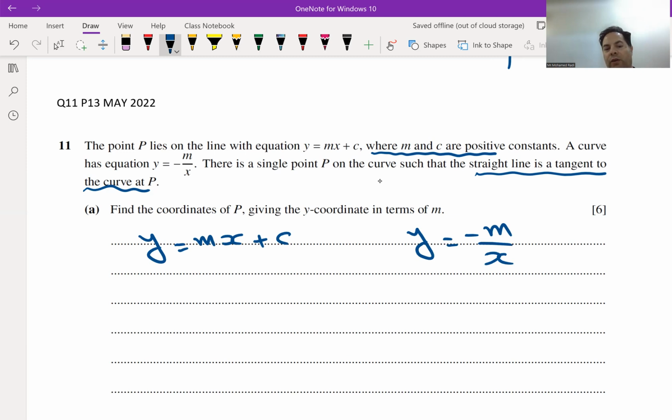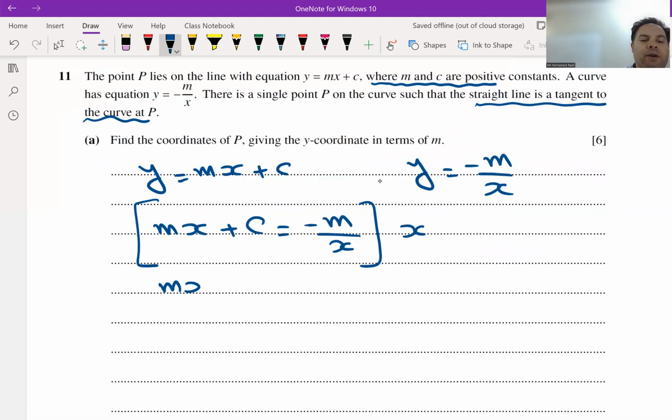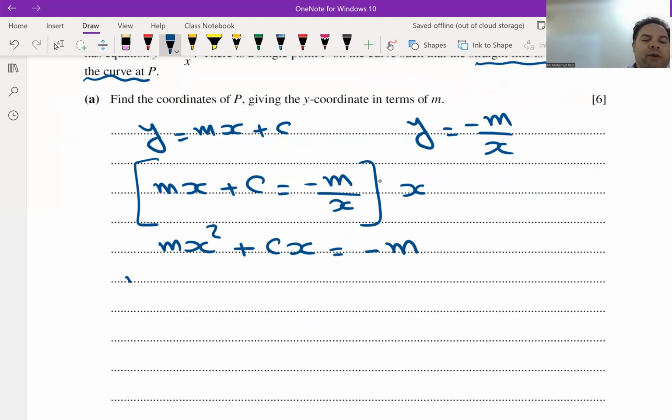Just equate y equals y to get an equation. mx plus c is equal to negative m over x. Multiply all by x. Multiply by x is mx squared. Multiply by x will be cx. Multiply by x is negative m. Quadratic equation, write it in standard form: mx squared plus cx plus m is equal to 0.